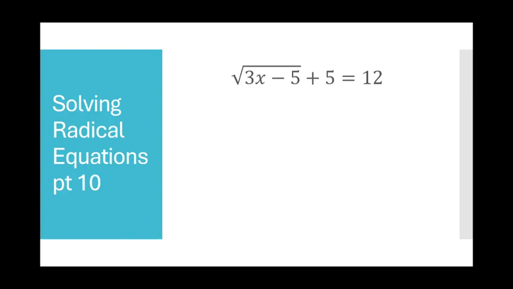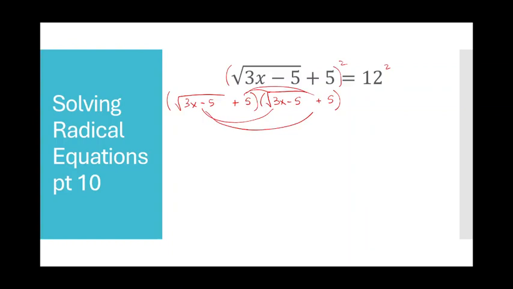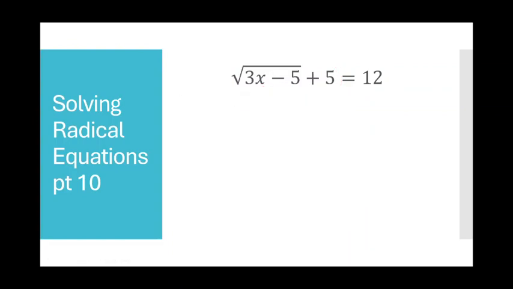All right, if I were to square the left side and square the right side, notice I would have a mess because I would have to FOIL 3x minus 5 plus 5 with root 3x minus 5 plus 5, and that is going to be a bigger mess than we really want it to be. I don't want to have that. It's going to be way too much work. Instead, let's isolate that square root term first, and then we can square both sides without having to FOIL a bunch of nonsense.